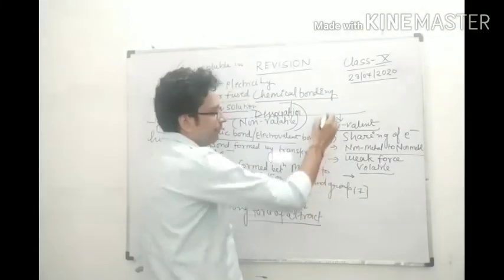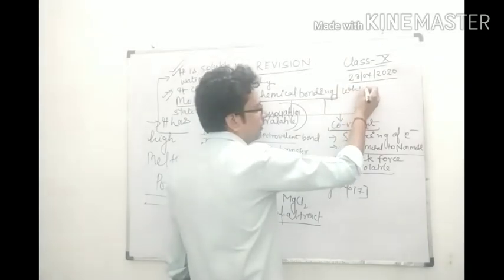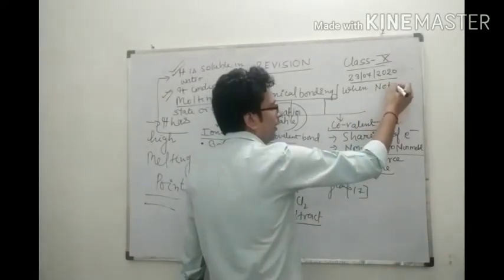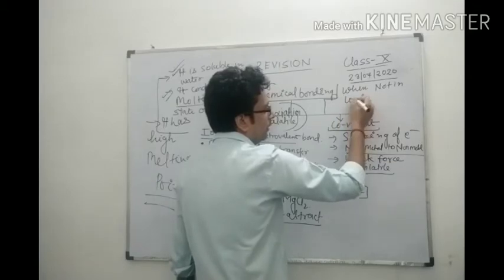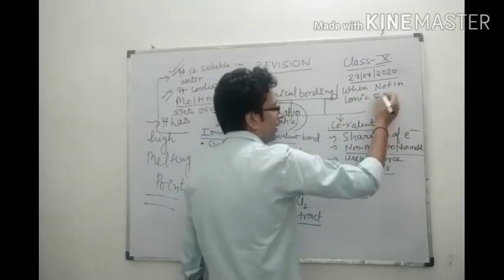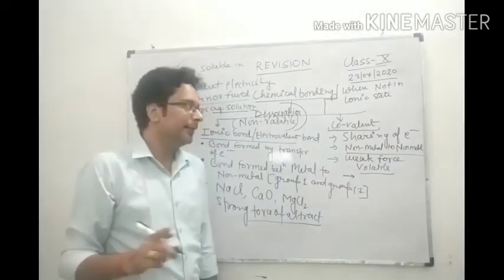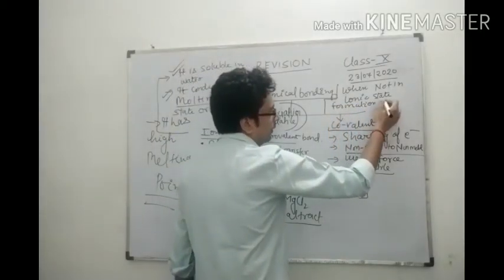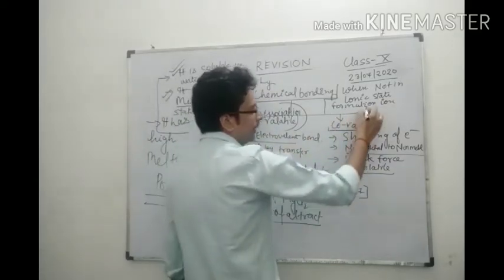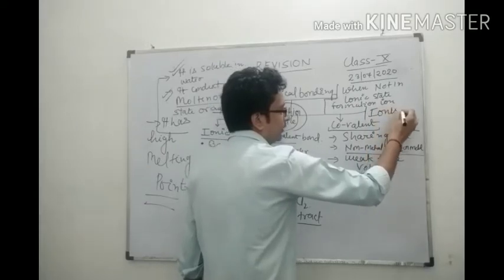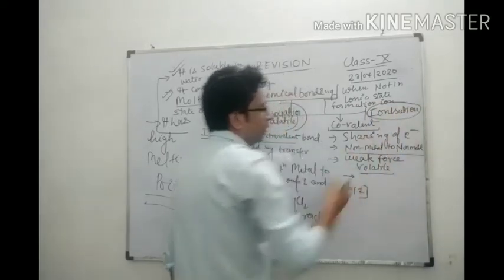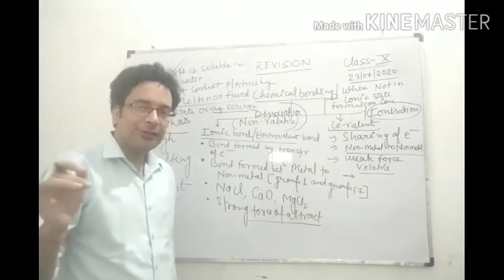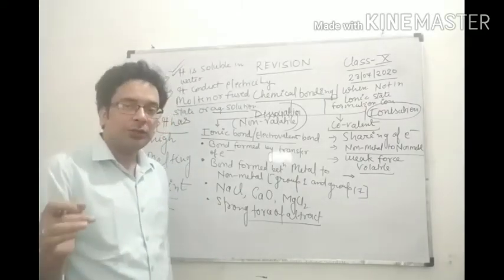Now what happens when molecules are not in the ionic state and are dissolved in water? Then there is formation of ions, and the process is known as ionization. So what is ionization? Ionization means that molecules which are not in the ionic state, when dissolved in water, form ions. This process is known as ionization.